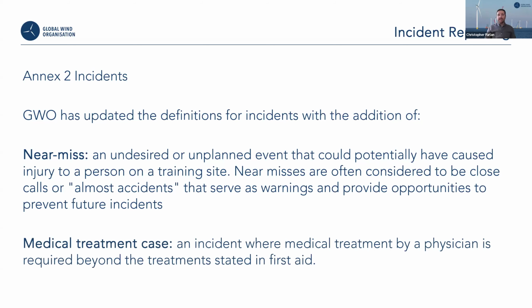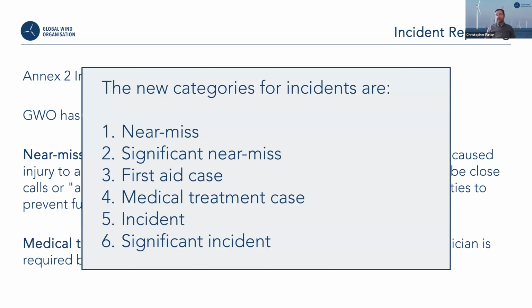The other addition is medical treatment case, an incident where medical treatment by a physician is required beyond the treatment stated in first aid. So now that brings us to 6 different categories for incidents: near miss, significant near miss, first aid, medical treatment case, incident, and significant incident.